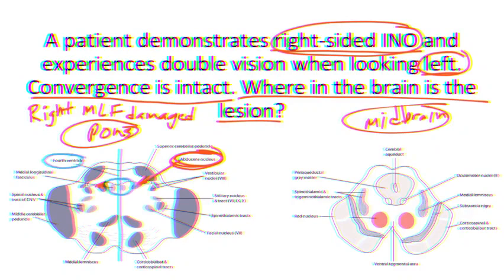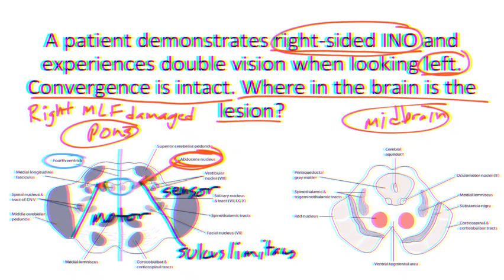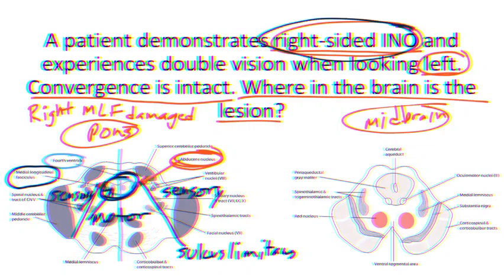As you recall from the cranial nerve lecture, all of the motor nuclei are located close to the center, medial to the sulcus limitans, and all the sensory nuclei are located more laterally. So we've identified where in the brain the medial longitudinal fasciculus would be. We're thinking it's these two, and it is in fact labeled here. But which medial longitudinal fasciculus would it be? Would it be the one on the right or the one on the left? Well, as we determined, if you have right-sided INO, then you have damage to the right medial longitudinal fasciculus. So we're thinking the one on the right.